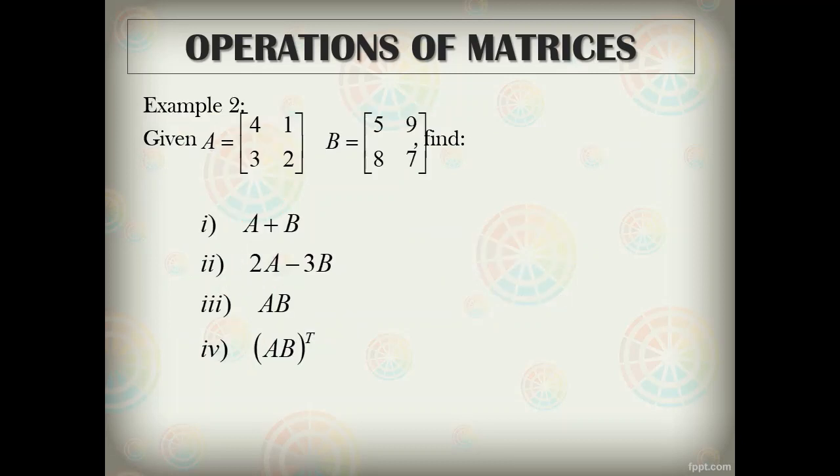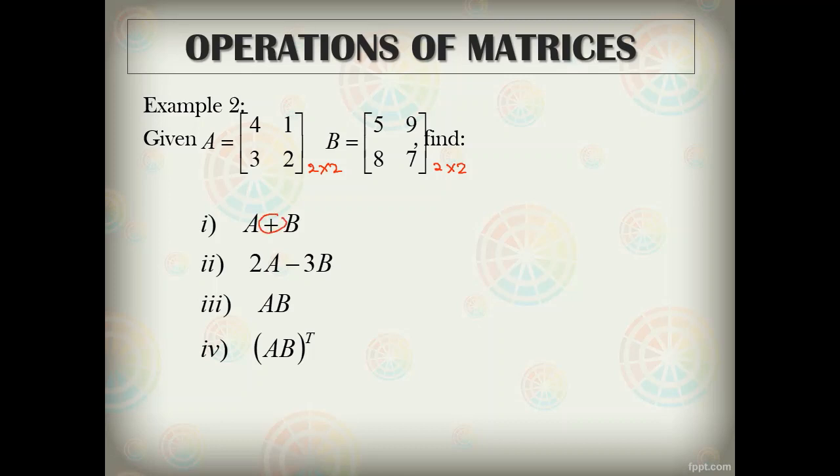Let us proceed to the example. First, before we proceed, let us check the order of matrices A and B. The order of A is 2 by 2, and matrix B is also 2 by 2. Since they have the same order, the rows are equal and the columns are equal, so you can perform the addition.